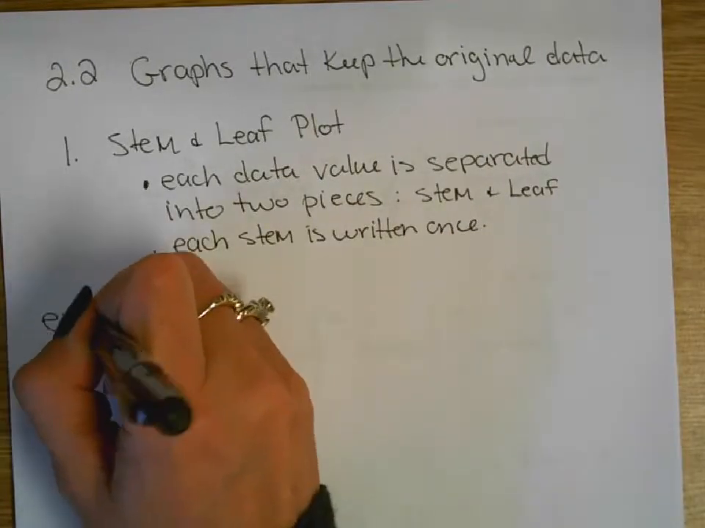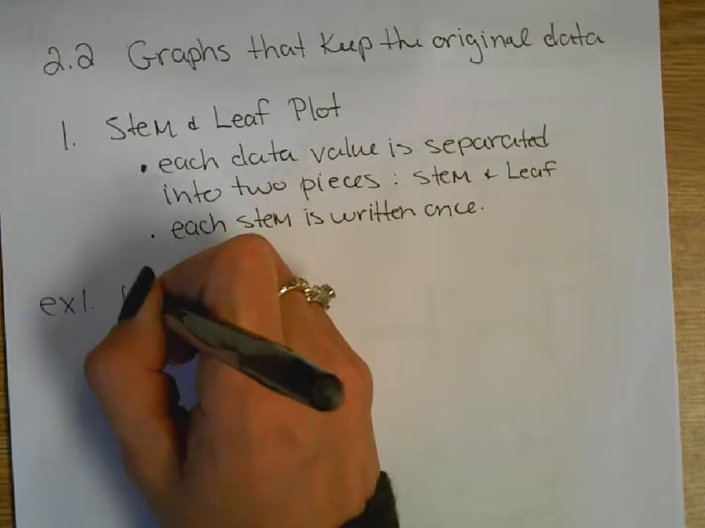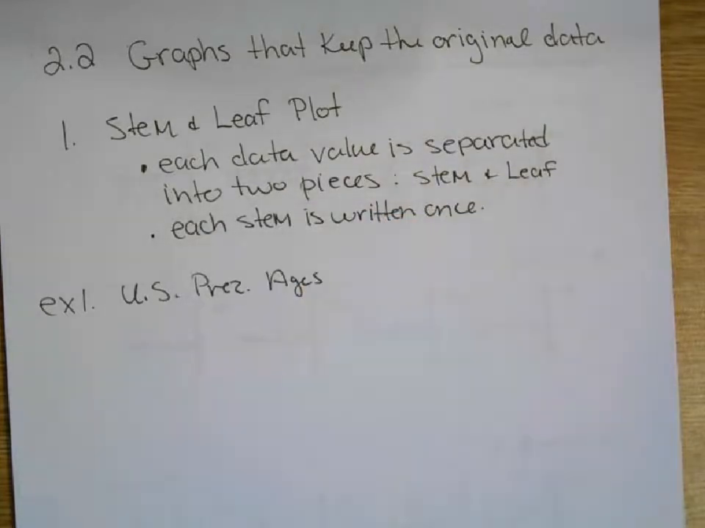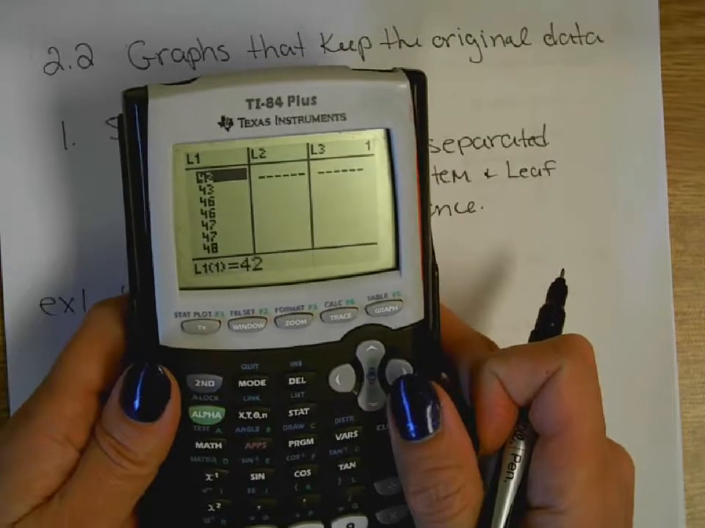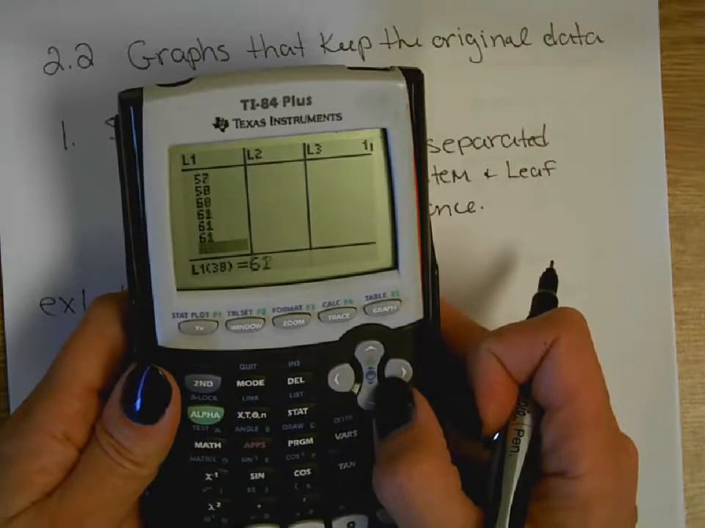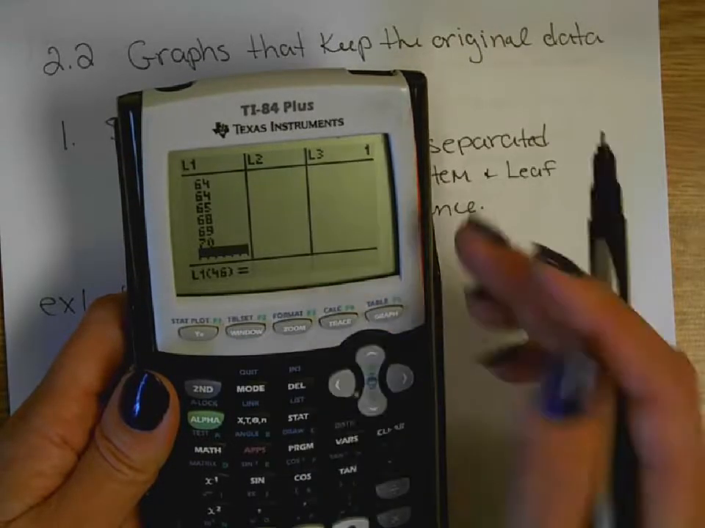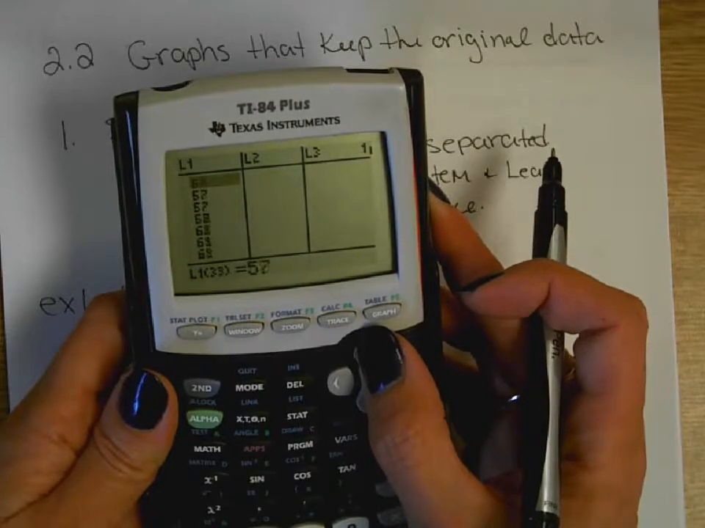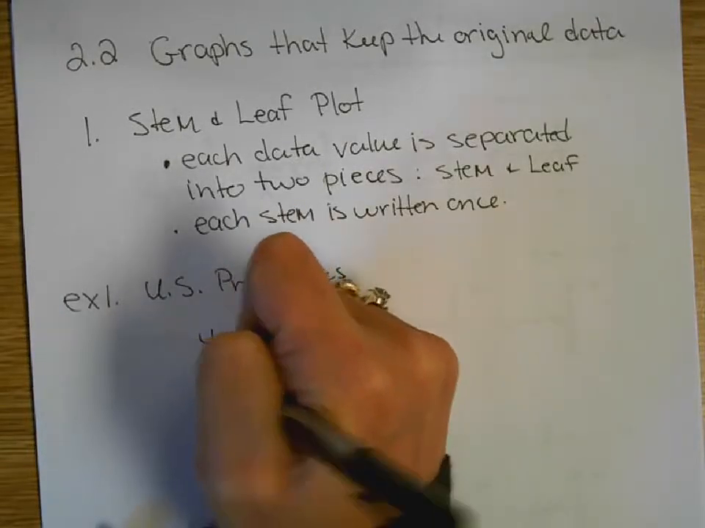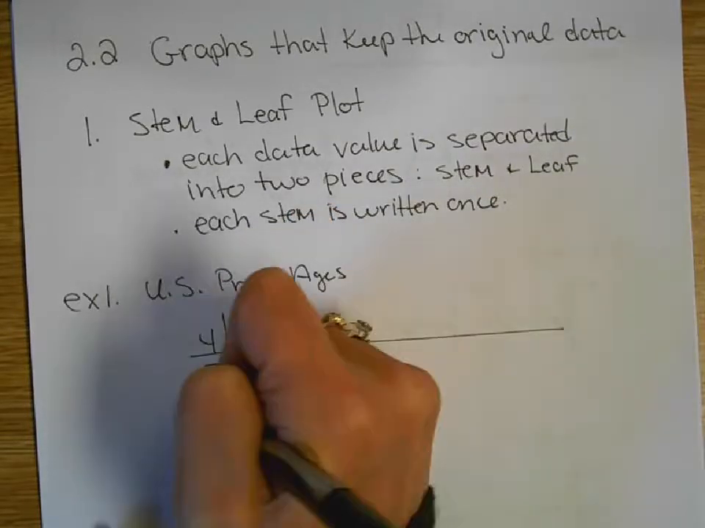So our first example is going to be to make a stem and leaf plot of those presidential ages at inauguration, the U.S. president ages. Okay, so I have my calculator with them in order. And if you remember, our youngest president was 42, and our oldest was, or is, Donald Trump at 70 when he started. So you can see with a two-digit number, your tens digit is going to be your stem, and your ones digit is going to be your leaf. So we need stems of 4, 5, 6, and 7. So all of your 40s get in one row, 50s, 60s, 70s. It goes like this.